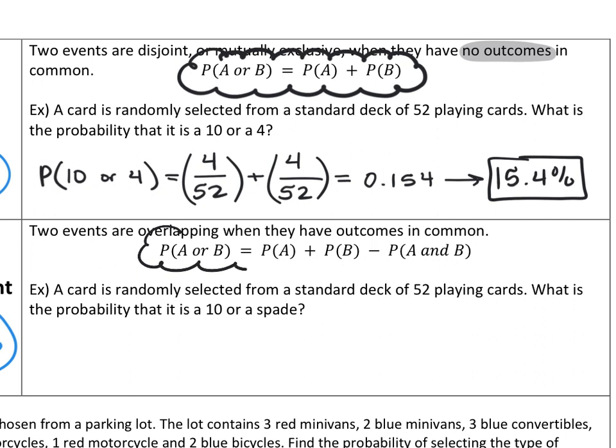This formula, when you have things in common, looks the exact same, except there's a little extra something at the end. Instead of just adding the 2 probabilities together, what am I subtracting on the end? I'm subtracting the combination. And here's why.